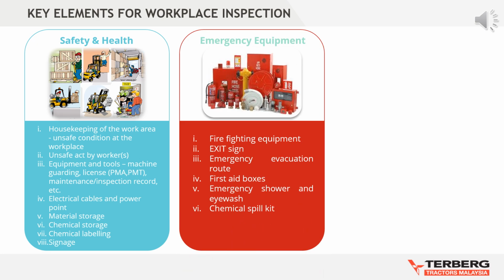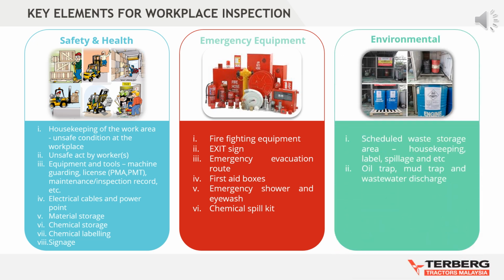Next, emergency equipment inspections. For emergency equipment, the inspection ensures that the firefighting equipment can be used. The facilities have exit signs, emergency evacuation routes, first aid boxes, emergency shower and eye wash, and chemical spill kit in good condition, and can be used during emergencies. And lastly, environmental inspections, which include the storage area of the scheduled wastes, oil trap, mud trap and wastewater discharge from the facility.